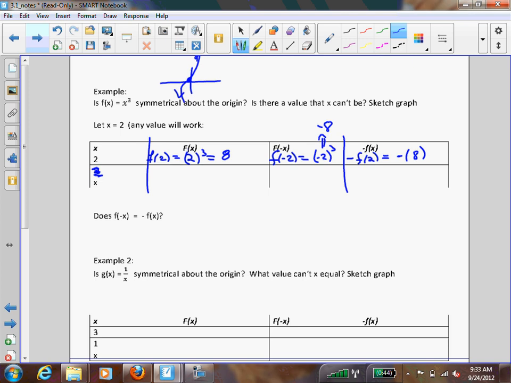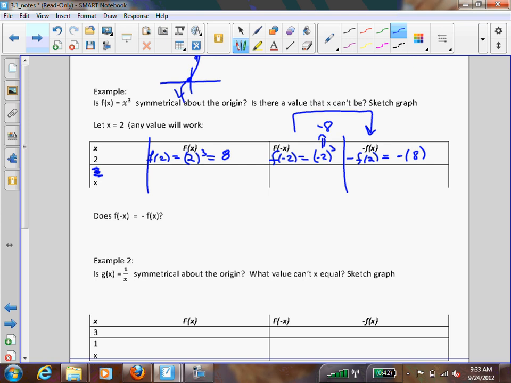Now, if it's symmetrical around the point, we said that f of negative x and negative f of x have to have the same value. Do they? Is it symmetrical around the point? It won't always be. A point of symmetry. No, we're using 2 to prove it. You can use any point. But I'm not going to give you credit for using 2.